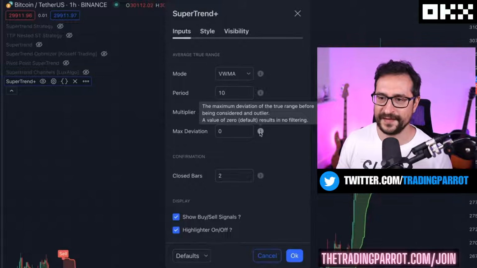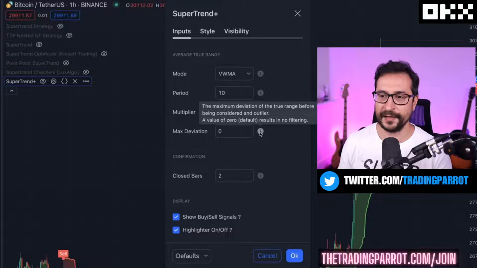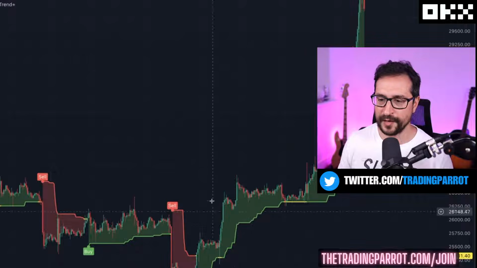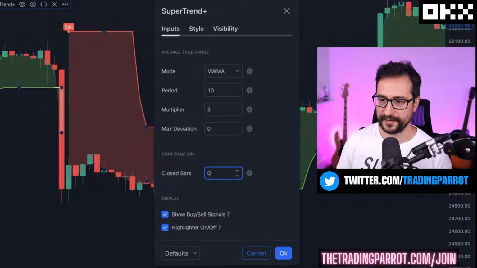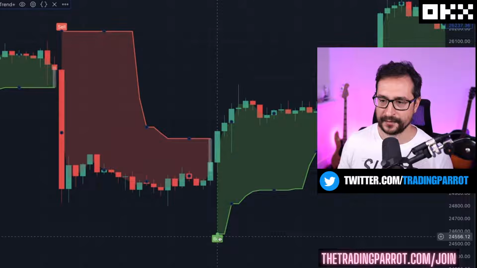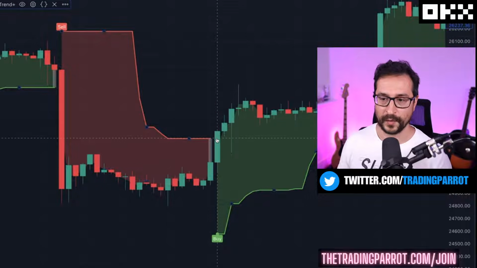There's also a max deviation to determine some candles that might be an outlier and they can be ignored. And also you have this confirmation. Let me show you how it works. If we disable it by setting it to 0, you're going to notice that Supertrend Plus is flipping into a buy as soon as one of the candles closes on the other side of the Supertrend.